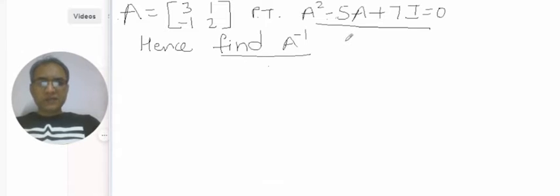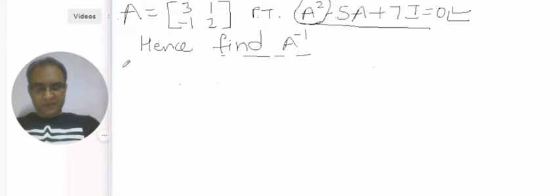Hence find A inverse means that you have to find the value of A inverse, that means inverse of the matrix, with the help of this equation. Not by any other method, but you have to find A inverse by using this equation, which we have to prove. So let us find A square first.